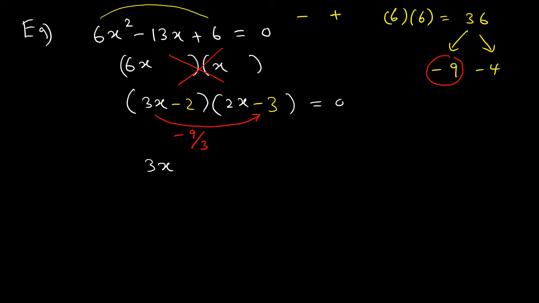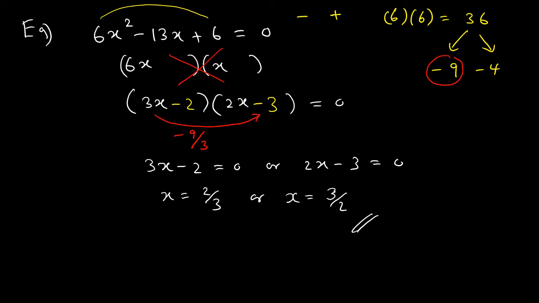Now, as before, we're going to set each factor equal to 0. So 3x minus 2 equals 0, or 2x minus 3 equals 0. And here this is easy. You bring 2 to the other side, so it becomes positive 2 divided by 3. So x equals 2/3 here. Or here, you bring 3 to the other side, divided by 2 is 3 halves. So those are the two numbers, and these are the solutions. Good.